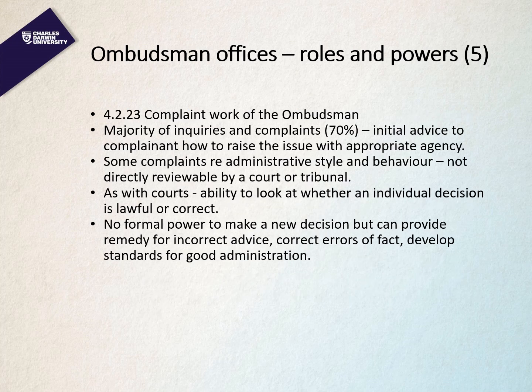Now again, this is a Creyke and McMillan slide, and the reference there, 4.2.23, is to that paragraph and the following ones in Creyke and McMillan. Complaint work of the Ombudsman. The majority of inquiries and complaints, 70%, this is at the federal level, consists of initial advice to the complainant as to how to raise issues with the appropriate agency. In other words, most approaches to the Ombudsman result in the Ombudsman saying, look, you really should go and take advantage of the internal complaint and investigative mechanisms within the department or agency itself. So first tier review, if you will.